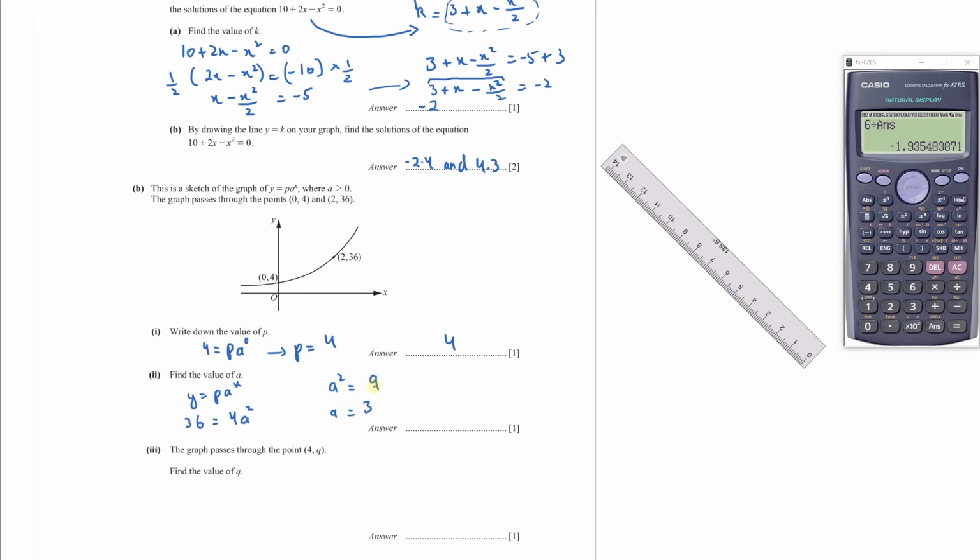Although the square root of 9 is plus or minus 3, you're given that the value of a is greater than 0. So negative 3 is not the correct answer. You will get a equals 3, which is the right one.